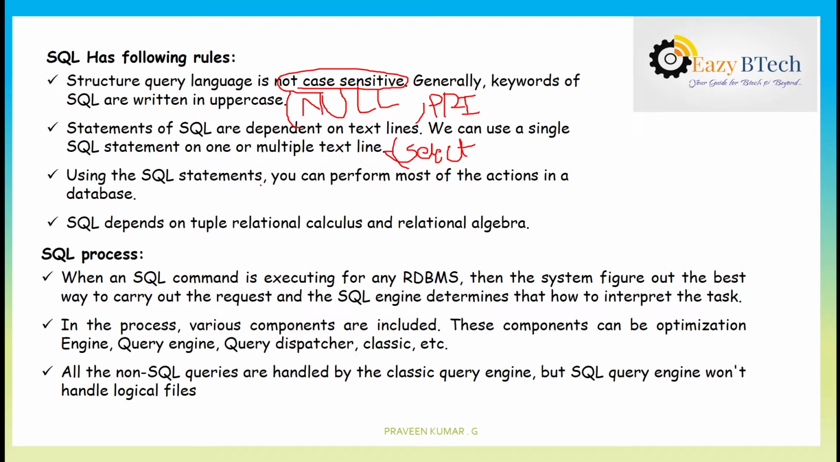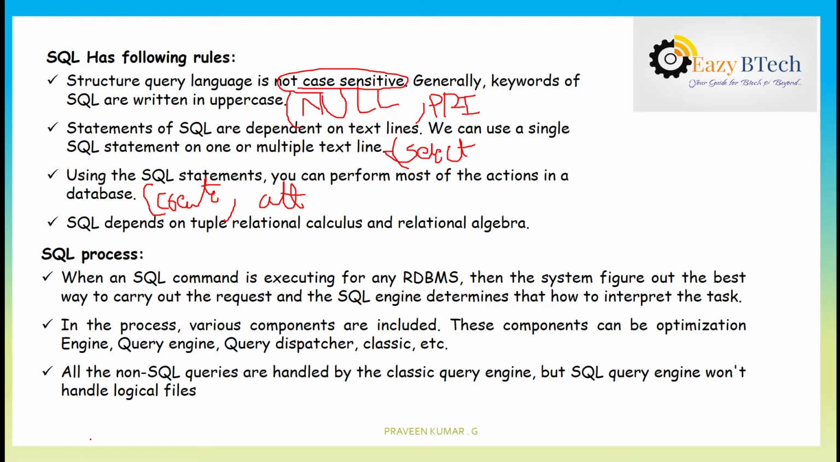Next, using SQL statements, you can perform most of the actions in a database. What type of operations can we perform? Most operations means, you create a database. Suppose you are a student, you create a student database. Then I want to add attendance. Then select the attendance: select star from student, or update attendance equal to 75% where student number is 564, like that.